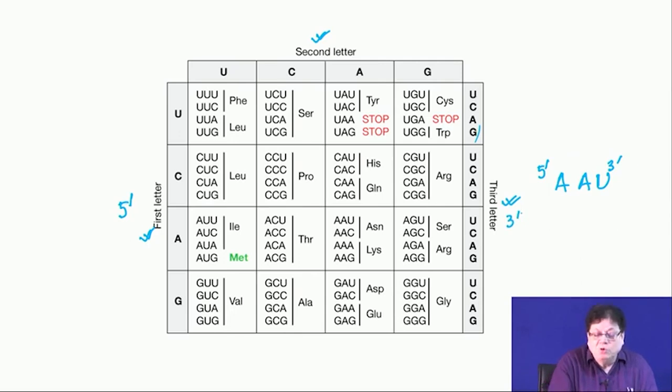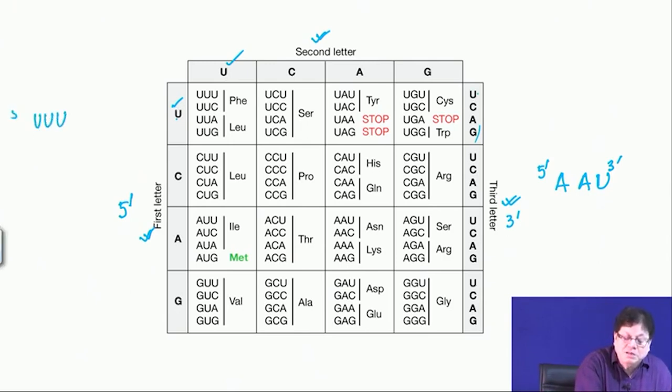Okay, so now how to read this table? If the first base is U, the second base suppose is U also, so you have taken the first letter U, you have taken the second letter. Now next you take the third letter. So one of these you have to take. Suppose I ask what codes for UUU, remember this is 5 prime, this is 3 prime. So that will be UUU. Then you see what is written in the second letter box under UUU. That means this one. This is UUU.